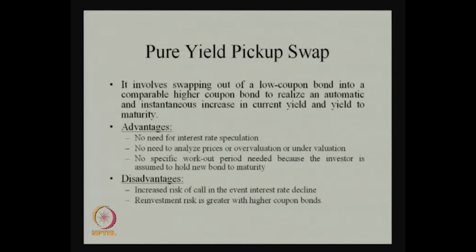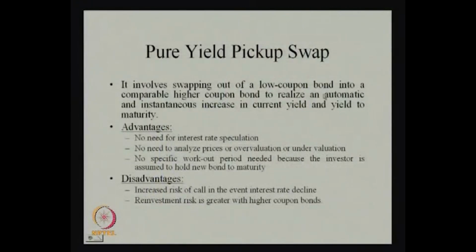And how does the pure yield pickup swap work? The pure yield pickup swap basically involves swapping out of a low coupon bond into a comparable higher coupon bond to realize an automatic and instantaneous increase in current yield and yield to maturity. That means the swap is possible when the counterparty is available, or two markets are available at that particular time, and the two instruments should also be available on the basis of their objective or requirement.